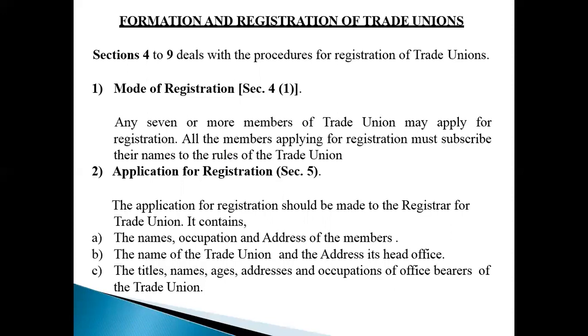So under sections 4 to 9, that deals with the procedures of registration of a trade union, right? So what are the procedures? First one is the mode of registration, that is under section 4(1).